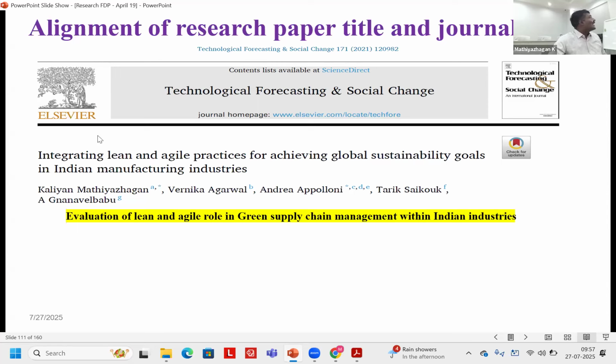Now read. When we are going to integrate lean and agile, that is technological. If I'm going to integrate, what is the purpose? To achieve the global sustainability goals. I'm forecasting this: if you integrate, you will be able to achieve it. Right or wrong? Where is the social change? In Indian manufacturing industries. So you need to align the research paper title and the journal scope.